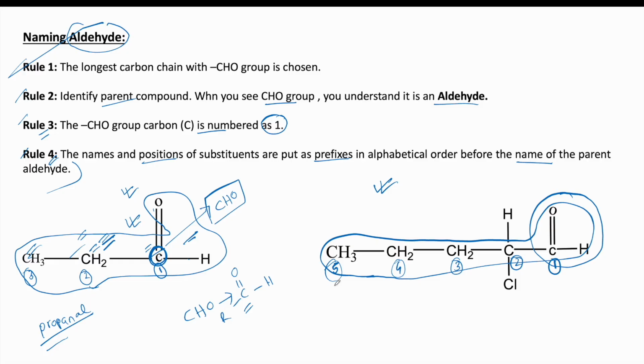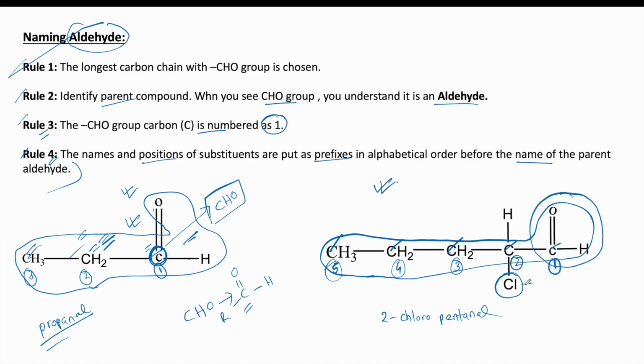Then we will see the substituents. Over here we have only one substituent, which is chloro group, and it is at position 2. So the name is going to be 2-chloro. And the parent chain, the longest chain, contains 1 carbon, 2 carbon, 3 carbon, 4 carbon, 5 carbon. So whenever there is 5 carbon, we call it pent. As it is an aldehyde, this is going to be 2-chloropentanal. All right. So I hope it's clear.